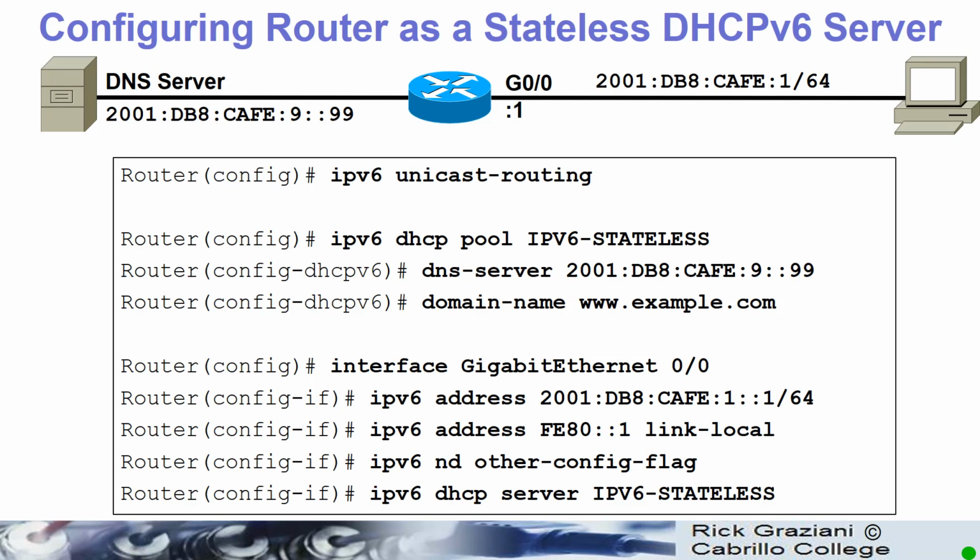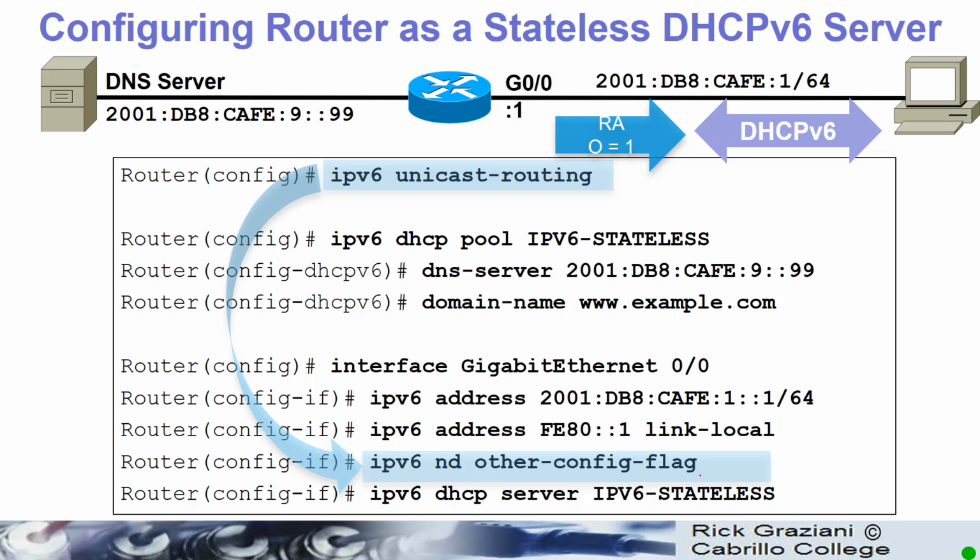Here's the example of configuring it all the way through. Setting up the pool name, setting up the DNS and the domain name, setting up the appropriate interface with its address and link local address, and again, setting up the appropriate other configuration flag, and then also setting up the DHCP server options so the client knows where to reach the DNS, because it's going to pull from that pool that you've listed. RA will be sent because that command right there is used, ipv6 nd other-config-flag. That sets the other config flag to 1.